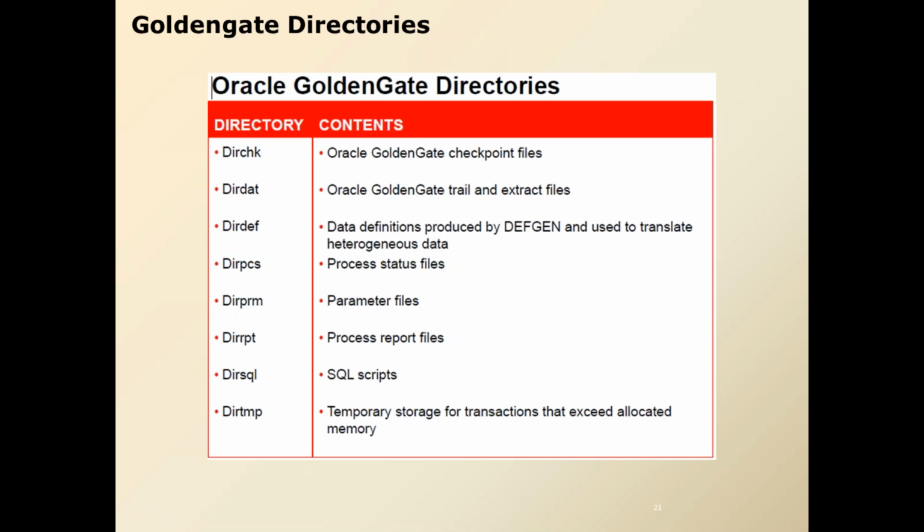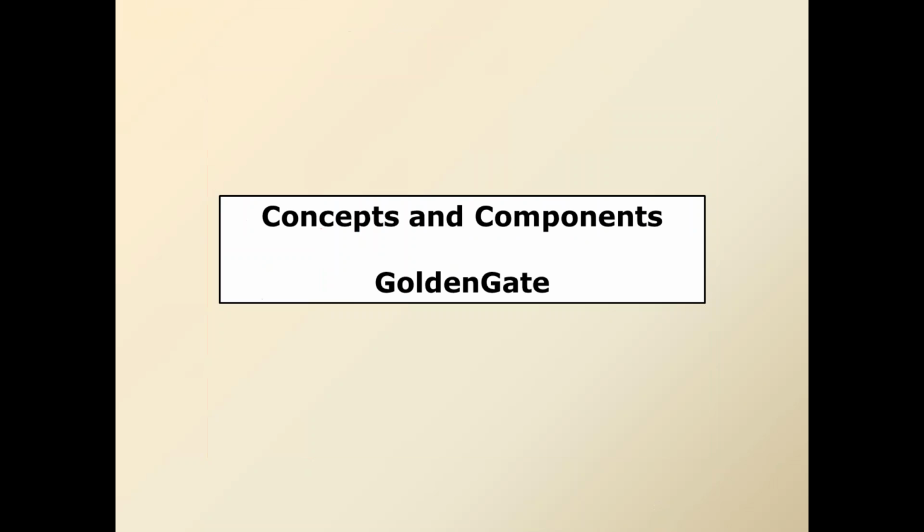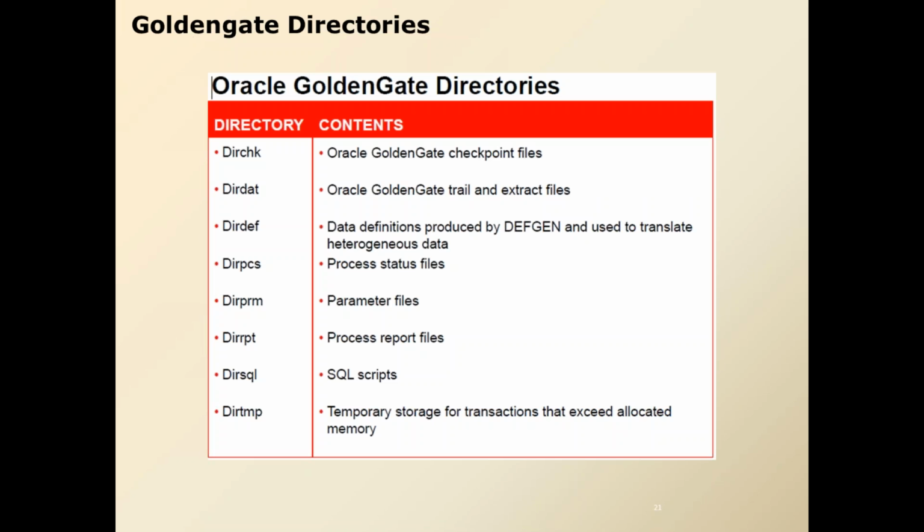Parameter files are stored in dir PRM. Dir RPT stores the report files. Dir SQL stores the SQL scripts. If you want to provide some temporary storage for transactions, you can use dir TMP. Now once your installation is successful, you can go ahead and start the configuration of Oracle Goldengate.